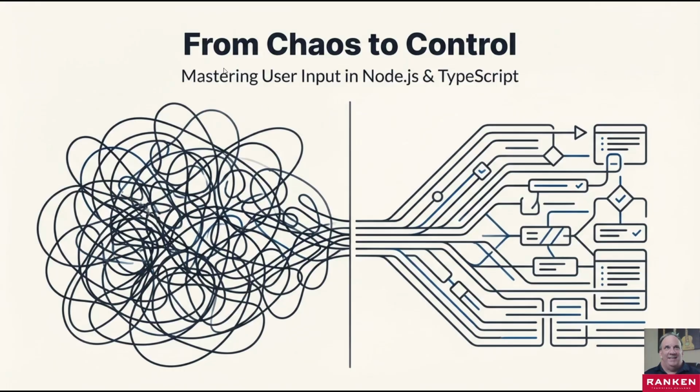So in the presentation here, this title is very fitting: from chaos to control. What do you mean by chaos here? With user input, users will put any kind of thing in there. You never know what a user will drop in there.